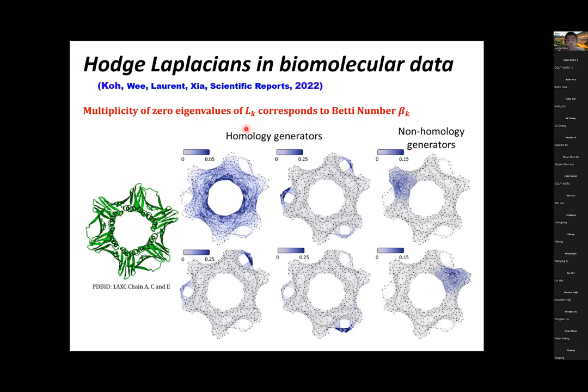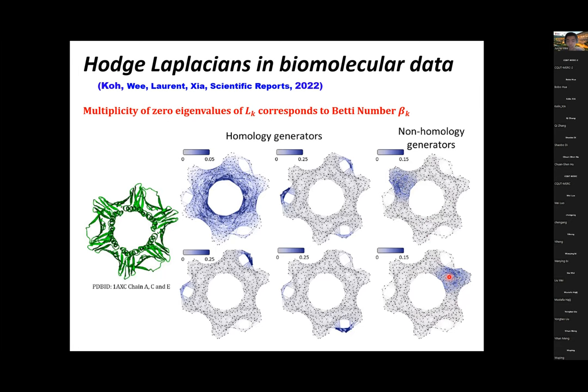If we take the eigenvectors corresponding to these zero eigenvalues and illustrate them on these biomolecular structures, we can see that the magnitude of the values in these eigenvectors are concentrated on the homology structures in these biomolecular systems. Here we can see that the darker edges are concentrated on this large cycle in this protein structure. What I also want to emphasize is the non-homology generators. You can consider the non-zero eigenvalues, which were previously not used in persistent homology. These non-zero eigenvalues provide extra information, in particular geometrical information on local clustering.